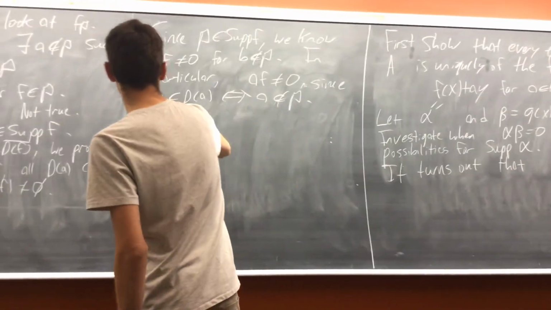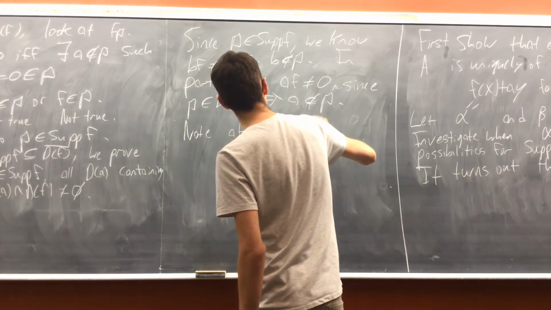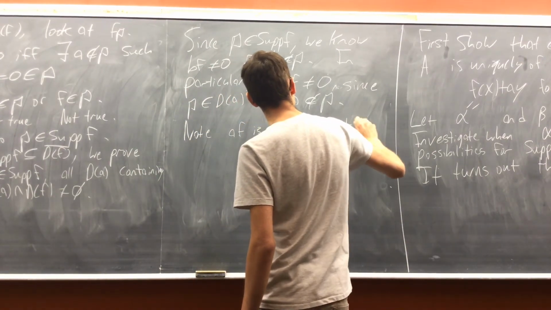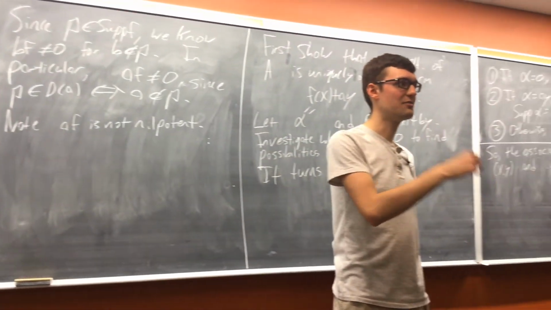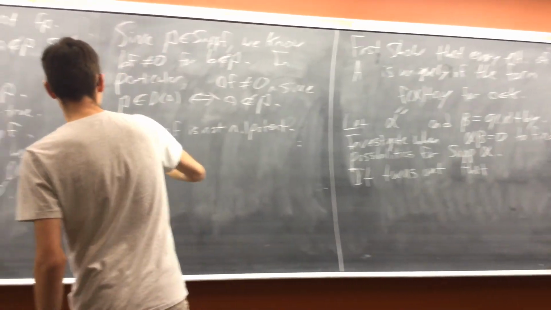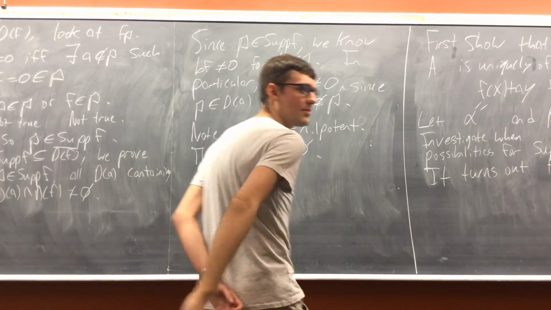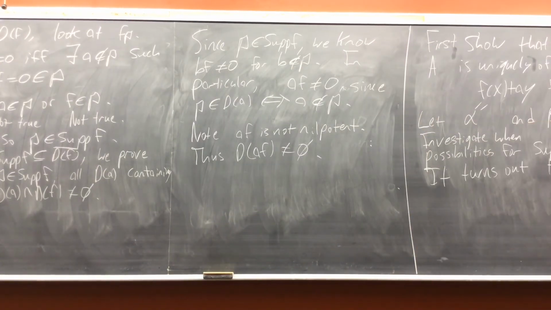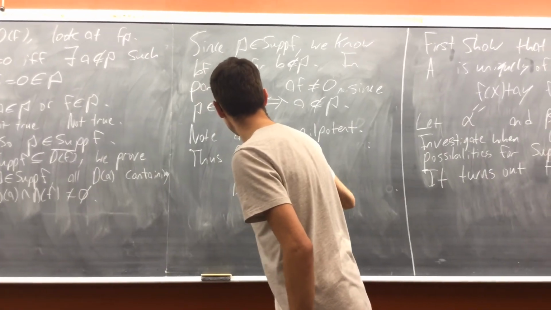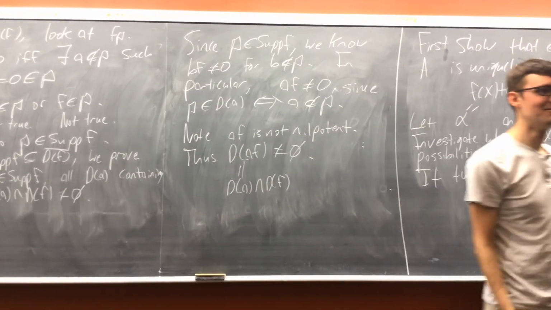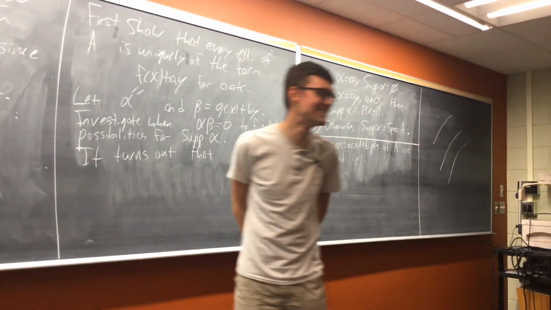because we're in a reduced ring. So note af is not nilpotent. So it's not in the nilradical. It is not in the intersection of all prime ideals of my ring. Thus, D(af) is not empty. And what is this? The intersection of D(a) and D(f). There we go. Sneaky. Very sneaky.